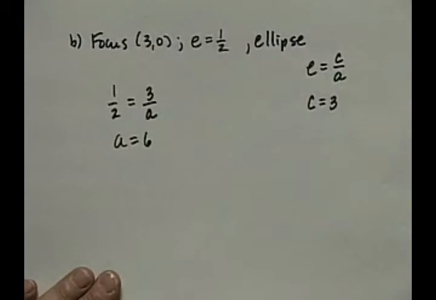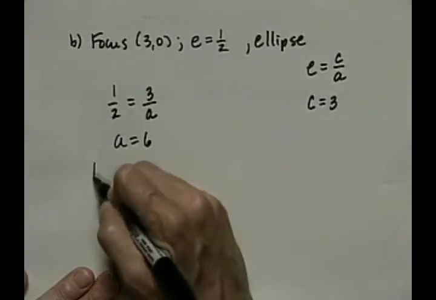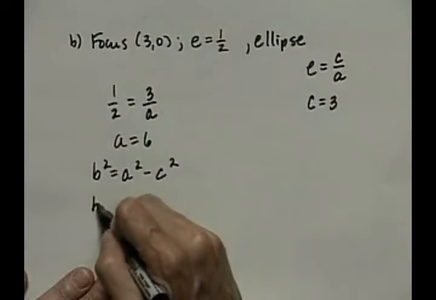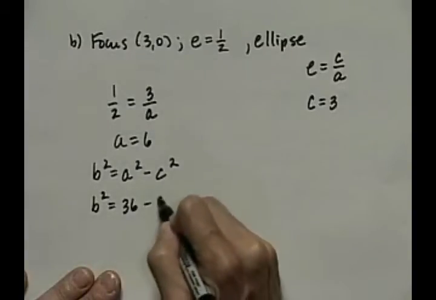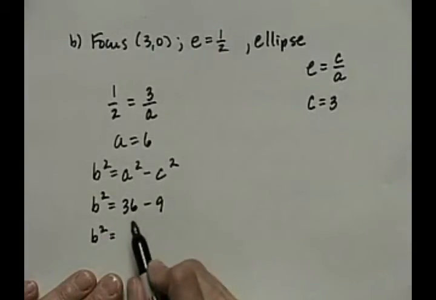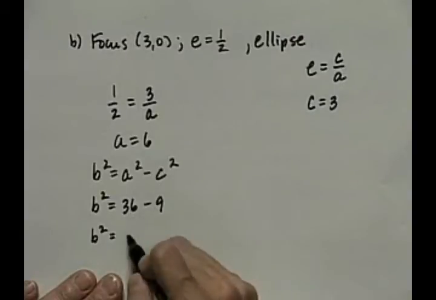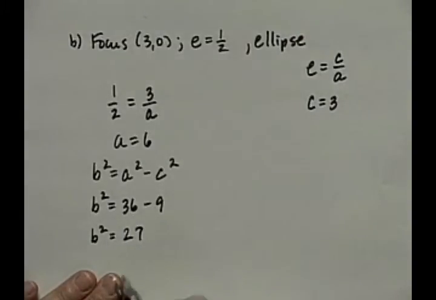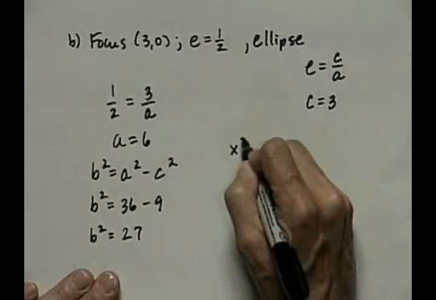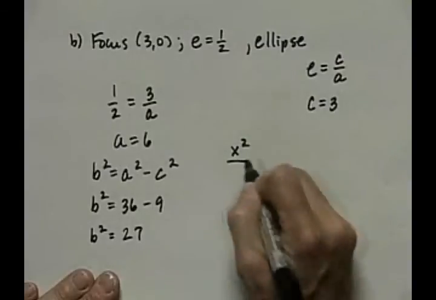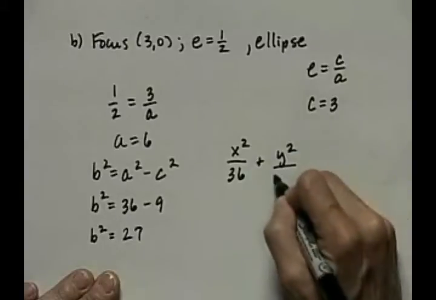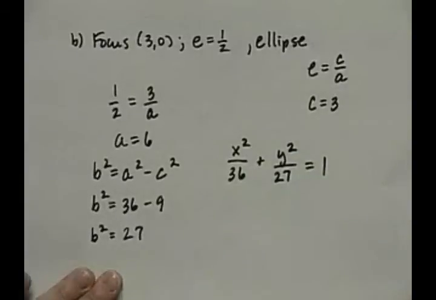If I'm going to write down the equation of this ellipse, though, I need b also. I know b squared is a squared minus c squared. So b squared is 36 minus 9. So b squared must be, let's see, 36 take away 9 is 27. So this particular ellipse with center at the origin is x squared over 36 plus y squared over 27 equals 1.